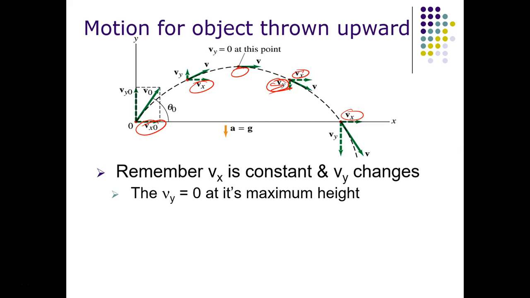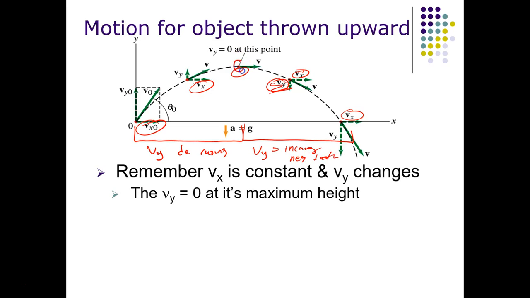The y velocity, however, is going to be changing. So pretty much from here to here, until it reaches that maximum point, our velocity in the y direction is decreasing. And then from here to here, our Vy is going to be increasing, but in the negative direction.